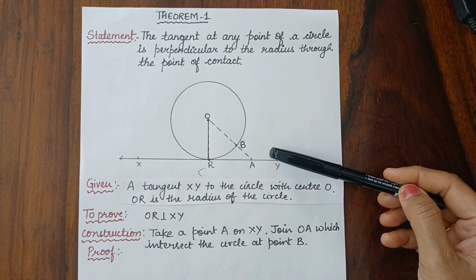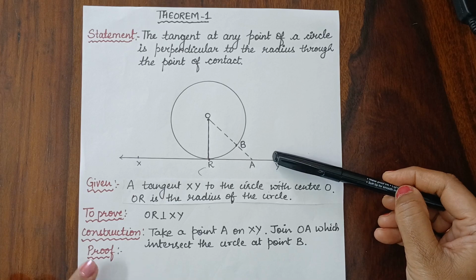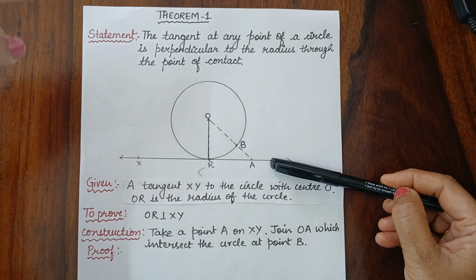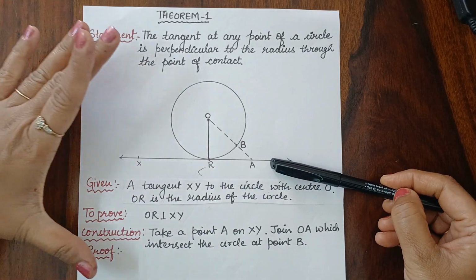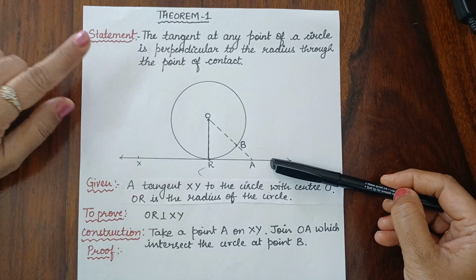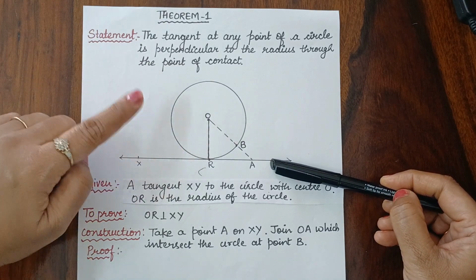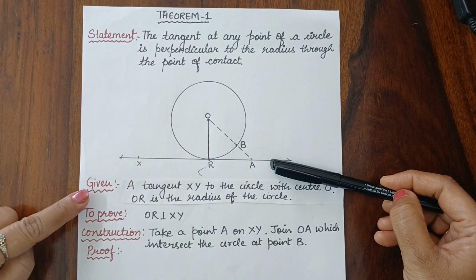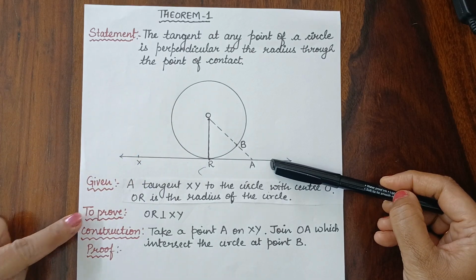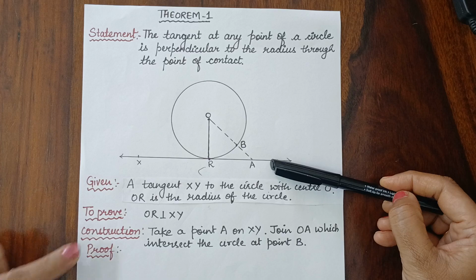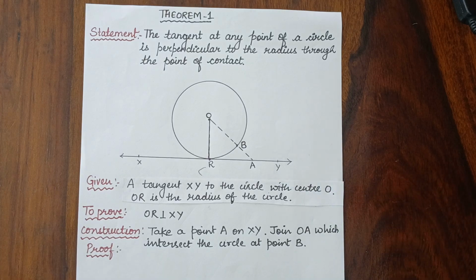Now let us start with the proof, and before starting the proof I will repeat, for proving any of the theorem we need these main 4 steps: statement, then figure. After the statement we need to draw the figure, then what is given to us, what is to prove, and construction if any. Then we need to start with the proof.